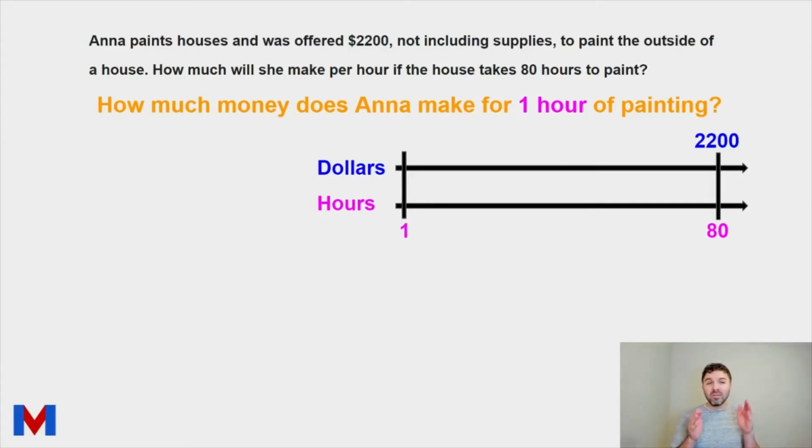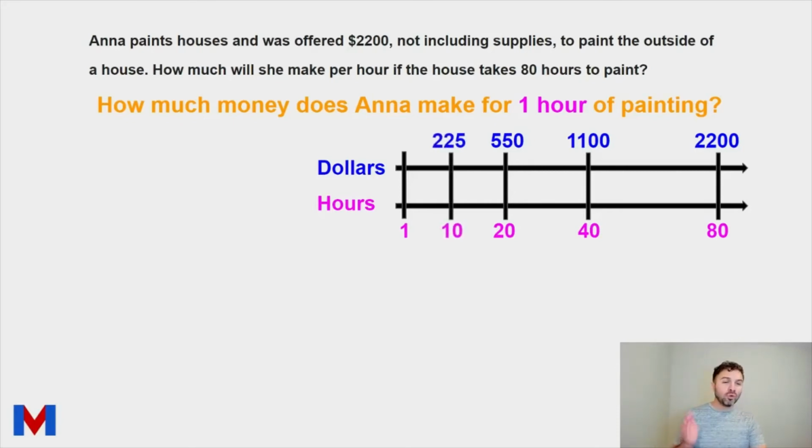All right, so I'm taking the double number line here, and I'm taking the 80 and 2,200. I'm going to keep cutting in half until I get to a point to where I can easily get to 1. So 80 cut in half is 40. So then I'm going to cut 2,200 in half to 1,100. I'm going to cut those both in half again. I get 20 and $550. For 10 hours of work, she's going to make $225.